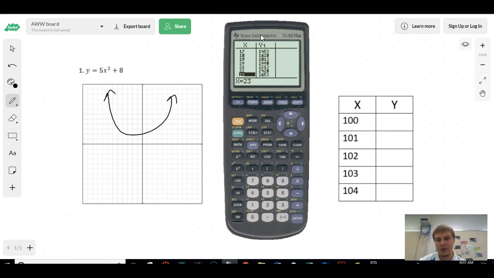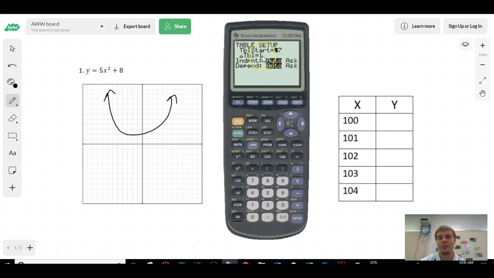But that's going to take a while. So instead of that, above the graph is the table button. Above the window is the table set button. Now when I hit second, table set, it says where it wants to start, and that triangle is how much it changes by, so it's just how much it counts by.